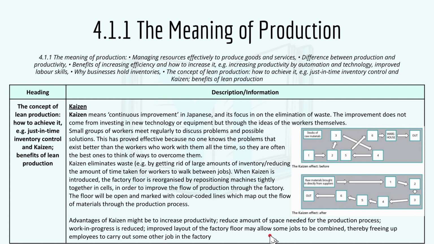An advantage of Kaizen might be to increase productivity, to reduce the amount of space needed for the production process, and work in progress is reduced. As well, the improved layout of the factory floor may allow some jobs to be combined, thereby freeing up the employees to carry out some other jobs in the factory.